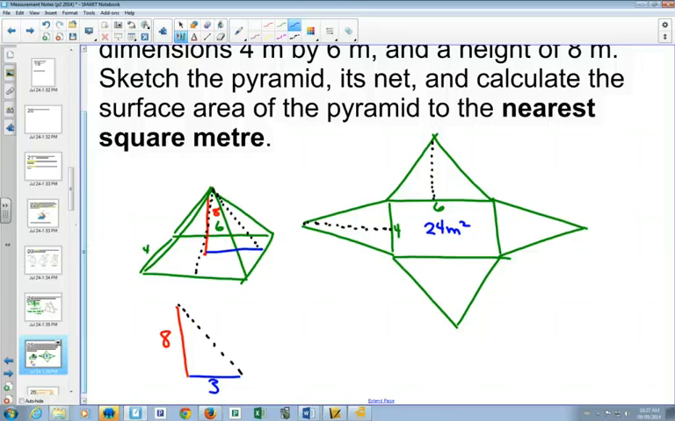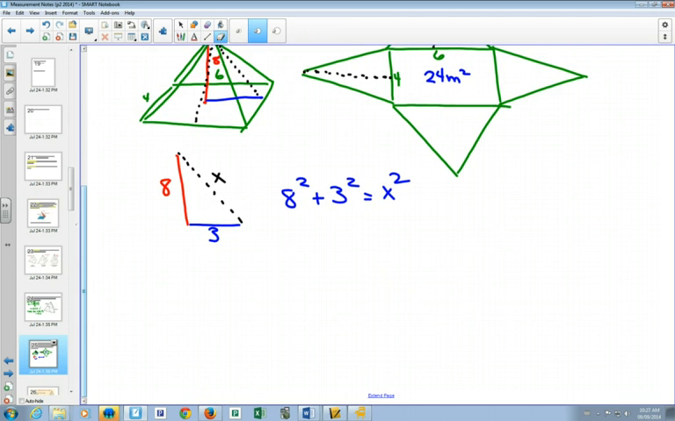And how does that help us? Because then we've got a squared plus b squared equals c squared, right? And then we can go 8 squared plus 3 squared equals, I'm going to call this x, because it's the first thing we don't know. You could use c. That would be fine as well. So we're going to get 64 plus 9 is 73 equals x squared.